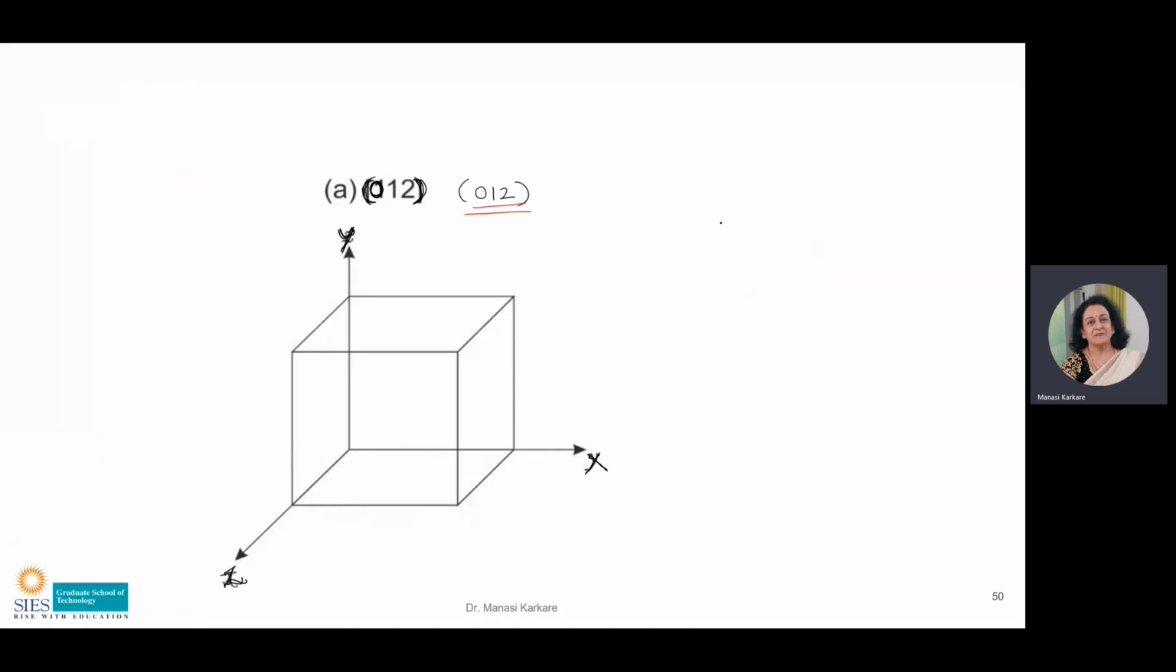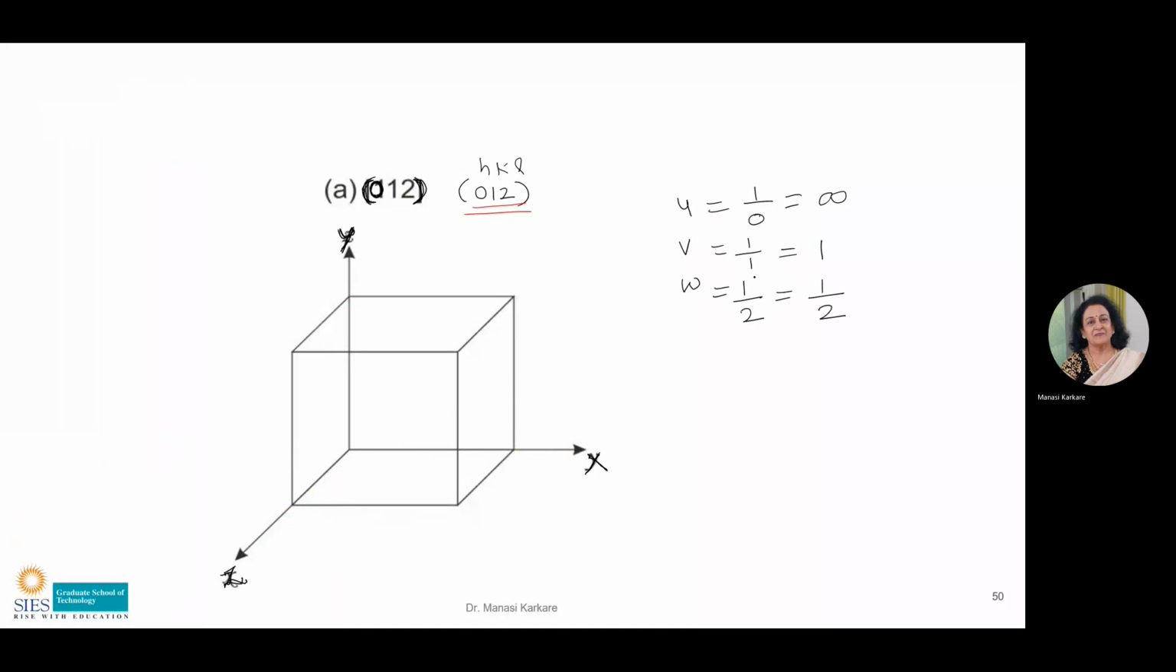Now first step is you have to write the intercepts U, V, W on 3 coordinate axes. U is reciprocal of H. H is 0. So it is 1 upon 0. V is equal to 1 upon K. And W is 1 upon L. So U is equal to infinity. V is equal to 1 and W is equal to 1 by 2.